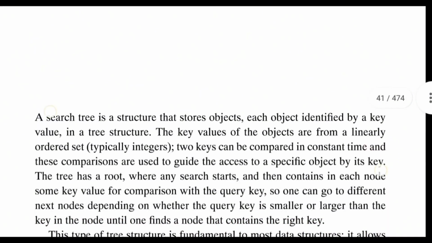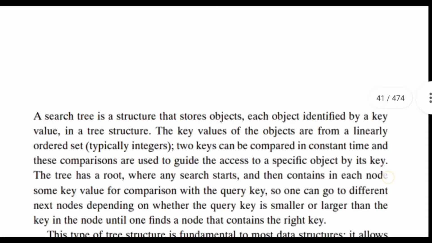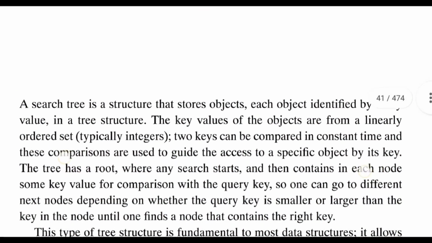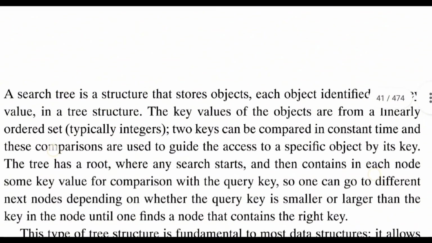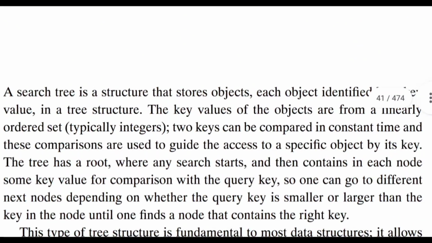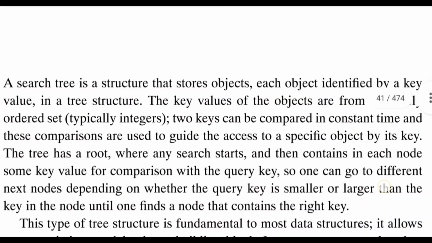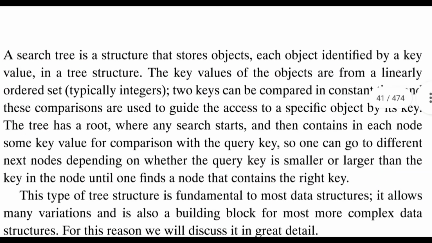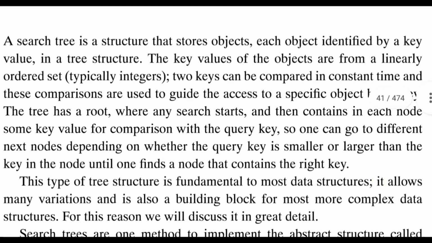In our syllabus they have mentioned the search tree is a data structure that stores objects. Each object is identified by a key value in a tree structure. The key values of the objects are from a linearly ordered set. Two keys can be compared in constant time. And these comparisons are used to guide the access to a specific object by its key.